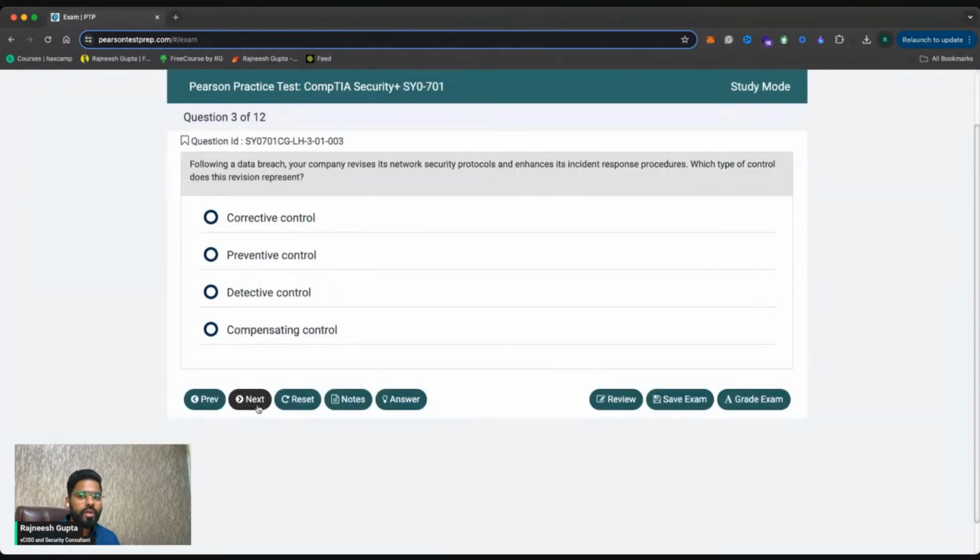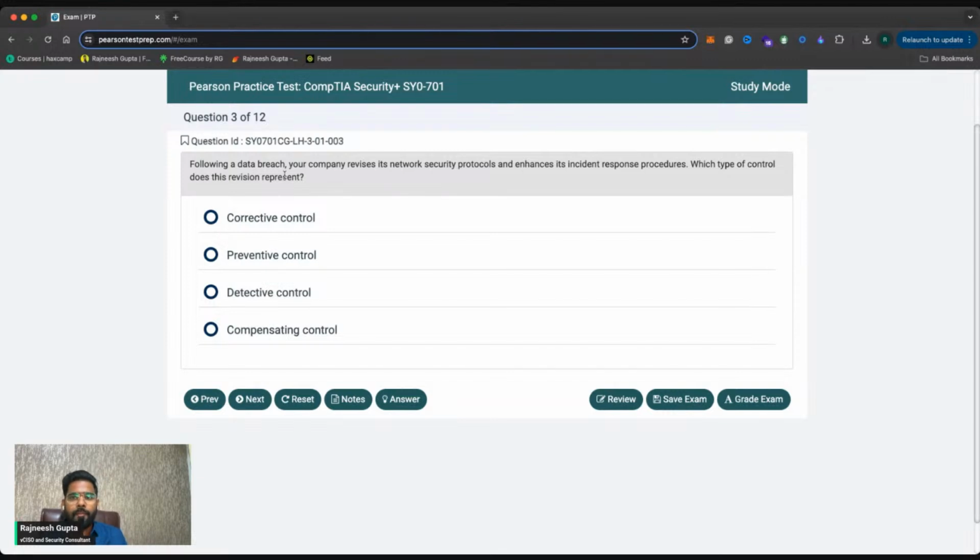Following a data breach, your company revises its network security protocol and enhances its incident response procedure. Which type of control does this revision represent? If you are listening to me properly, in the last question itself, I gave you the answer. What do you think? What could be the right answer? In the last question itself, I talked about it.